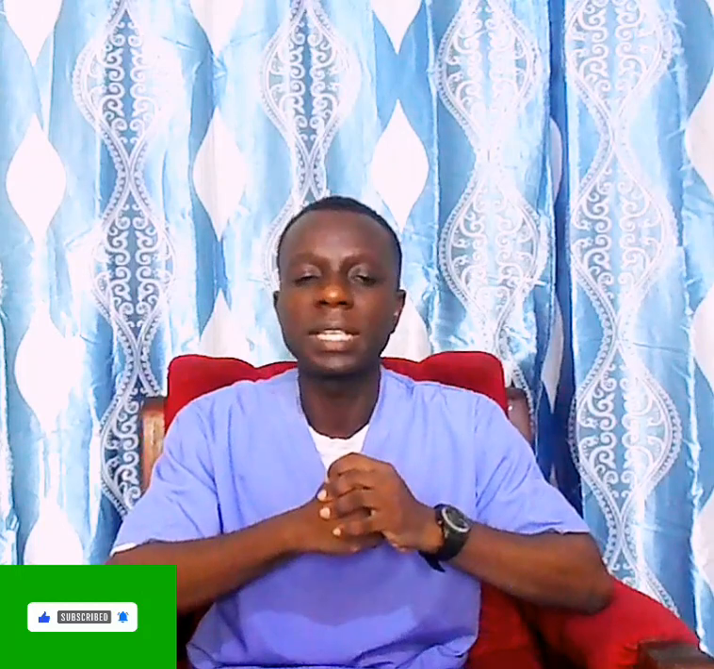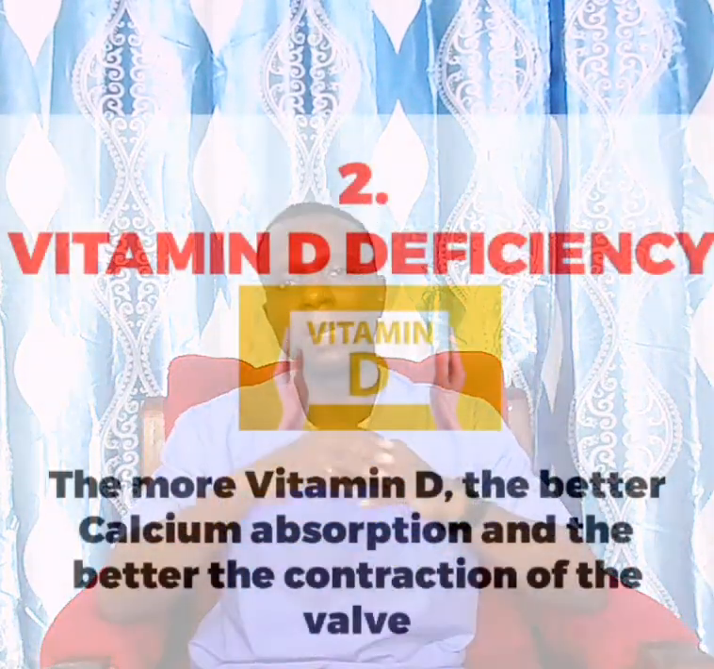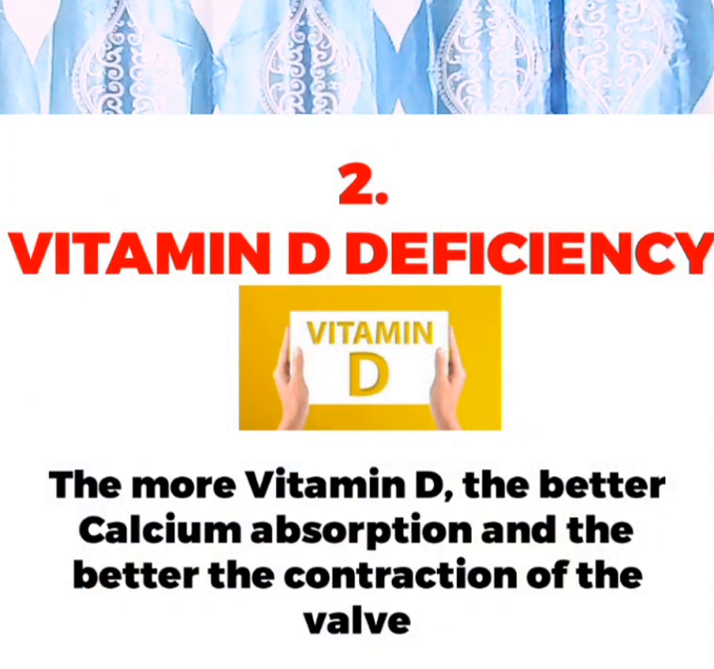Then the next cause is vitamin D deficiency. Vitamin D affects the production and absorption of calcium, muscle, and bone function. And when it comes to the stomach, the esophageal sphincter and the pyloric sphincter, we are dealing with smooth muscles here, and calcium centers on your contractility. So the more vitamin D you have, the more calcium absorption and the better the contraction of these smooth muscles.